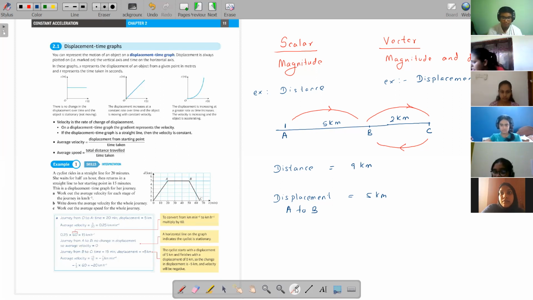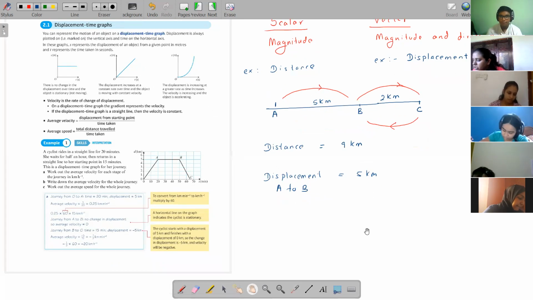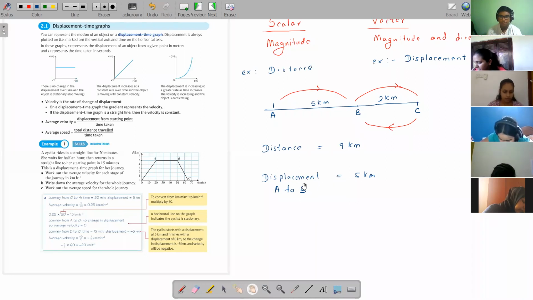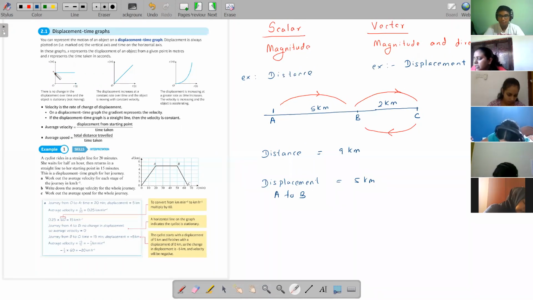Okay, so let's go on and write the topic, children. Displacement time graph. This is our main part of the lesson, displacement time graph. There are a few things that you need to know about the displacement time graphs. The displacement will be plotted on the y-axis. The time is plotted on the x-axis.